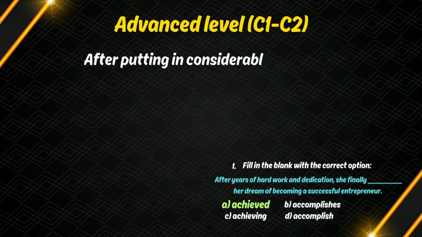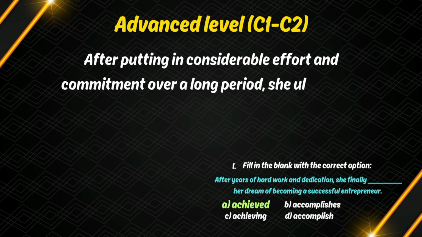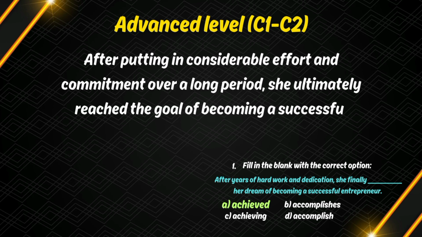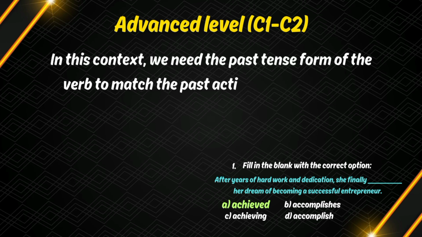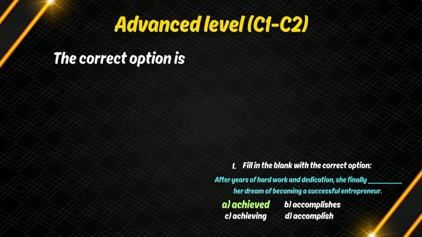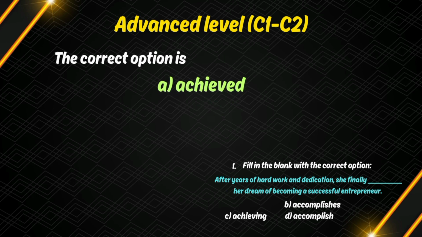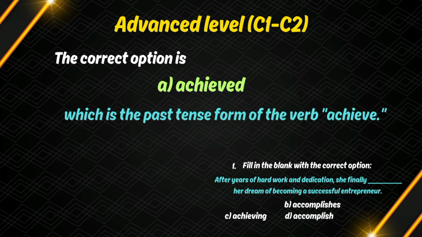After putting in considerable effort and commitment over a long period, she ultimately reached the goal of becoming a successful entrepreneur. In this context, we need the past tense form of the verb to match the past action of achieving her dream. The correct option is achieved, which is the past tense form of the verb achieve.